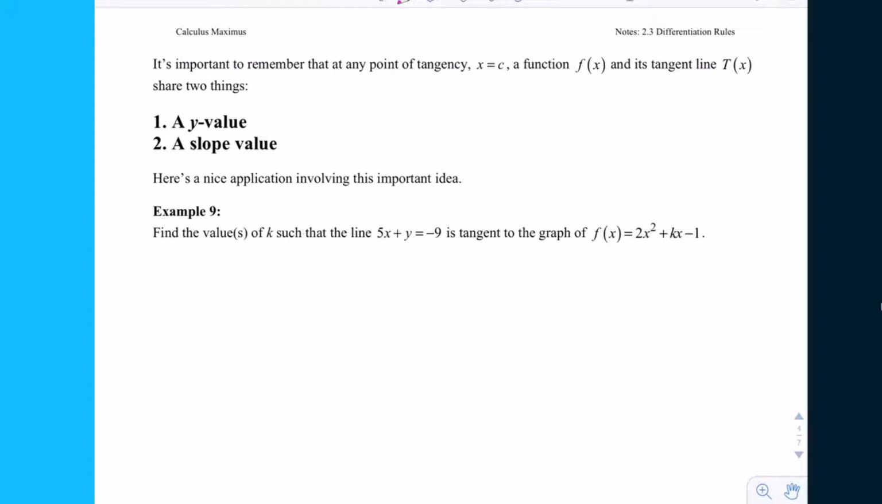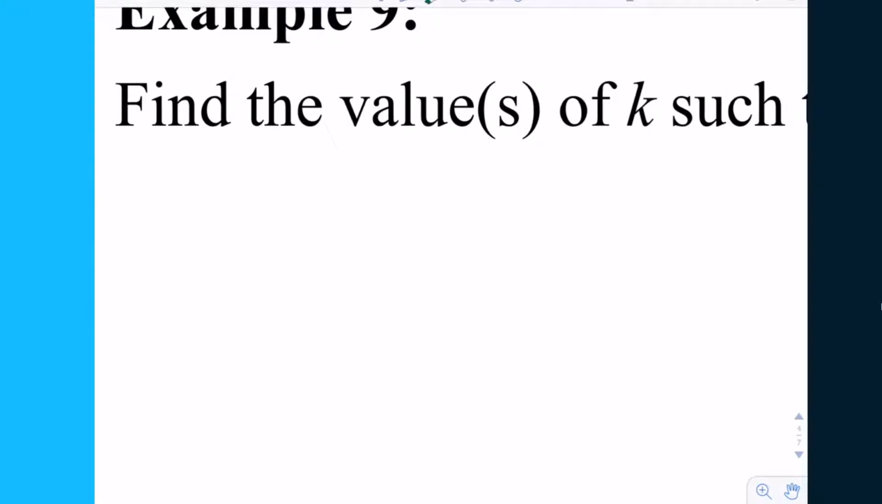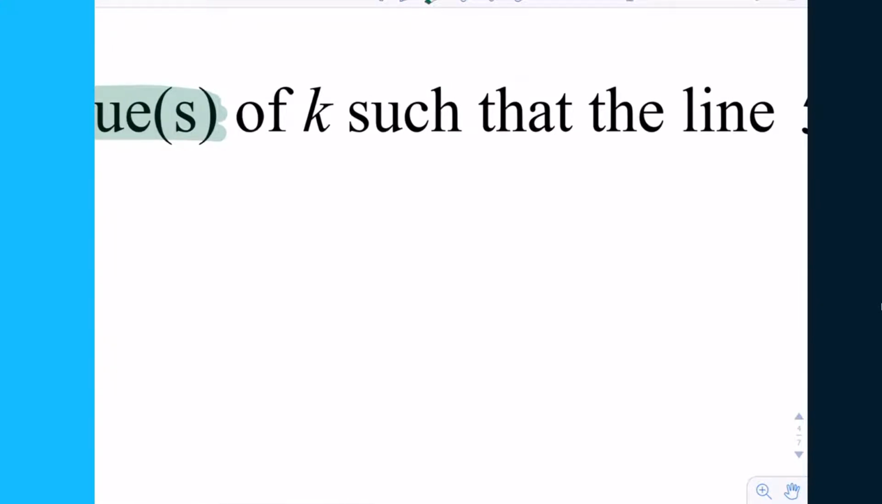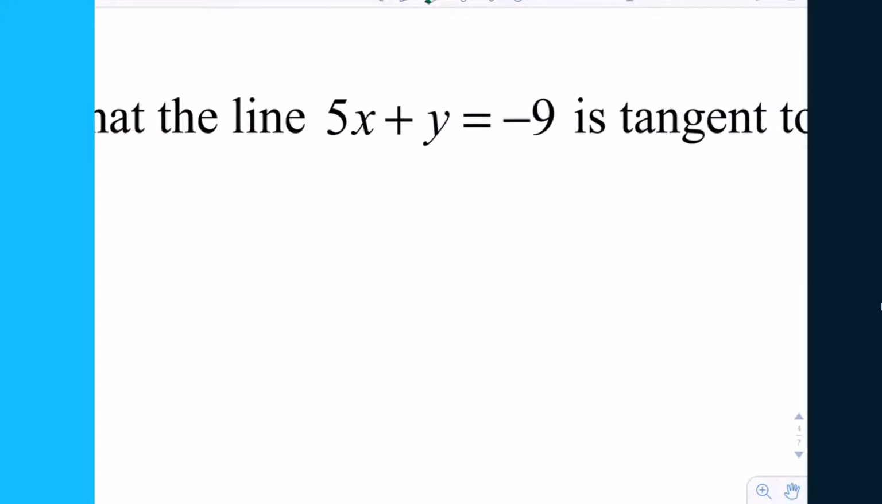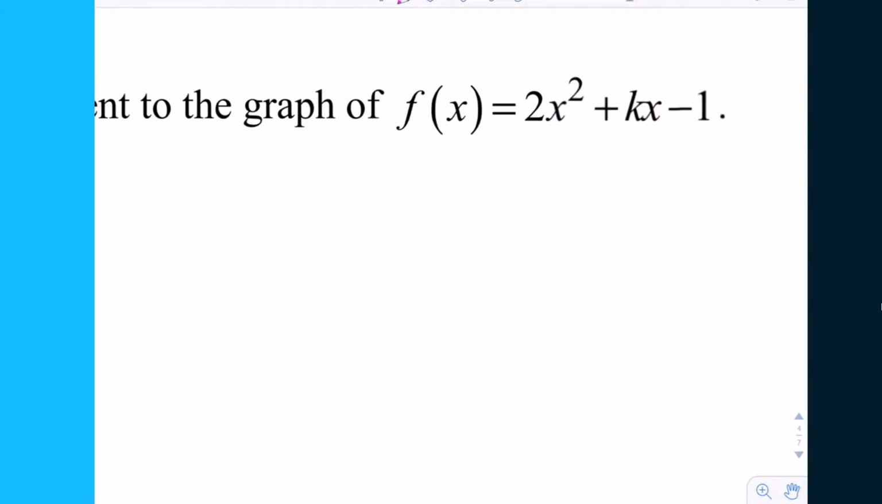Example 9. Find the value or values. Ooh, that's what we call foreshadowing, right? Oh, could be more than one. Of k, such that the line 5x plus y equals negative 9 is tangent to the graph of f of x equals 2x squared plus kx minus 1.